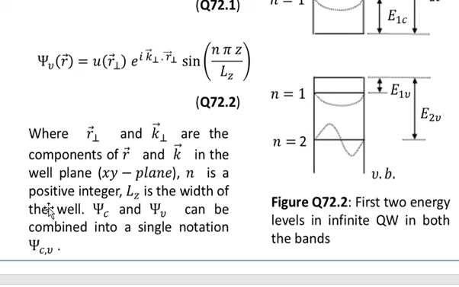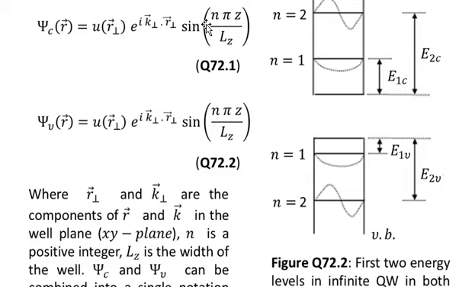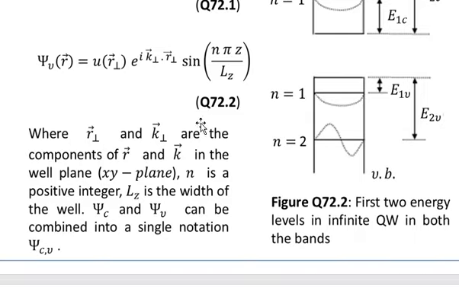And you see that our geometry is 3-dimensional and we have R perpendicular and K perpendicular defined, which are the components of R vector and K vector in the xy plane. n is a positive integer. In these two wave function definitions, n is a positive integer. So n is an integer value. Lz is the width of the well.